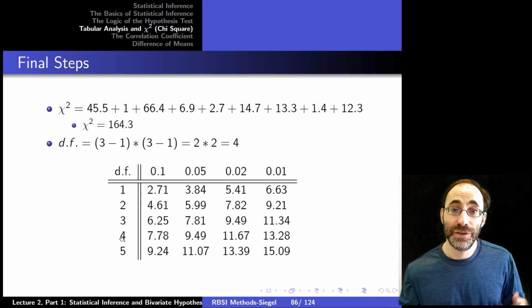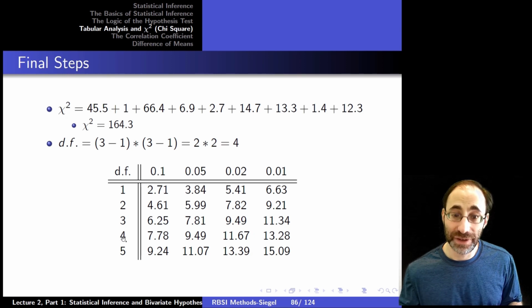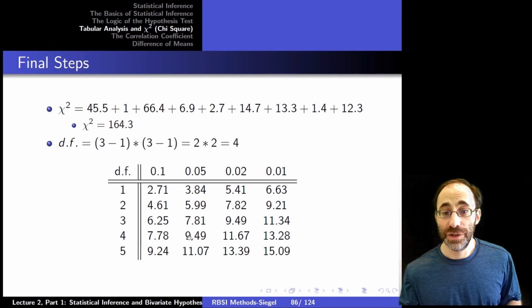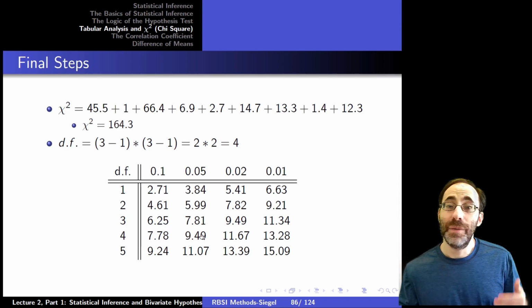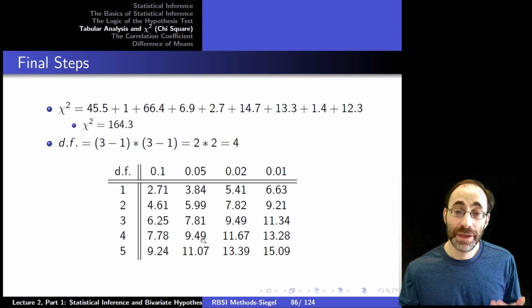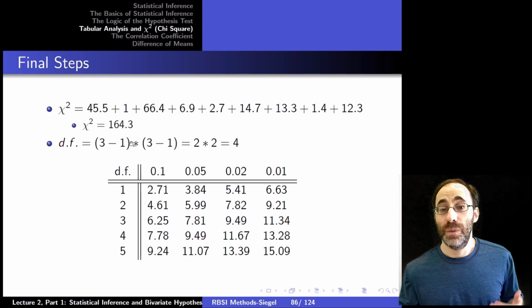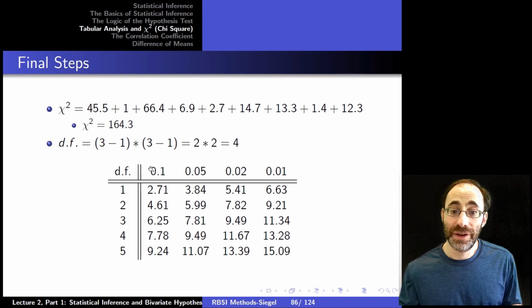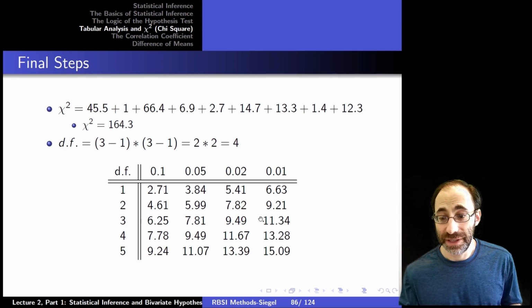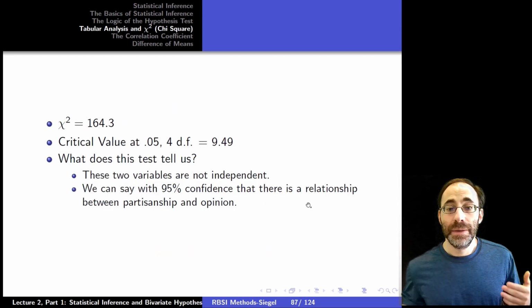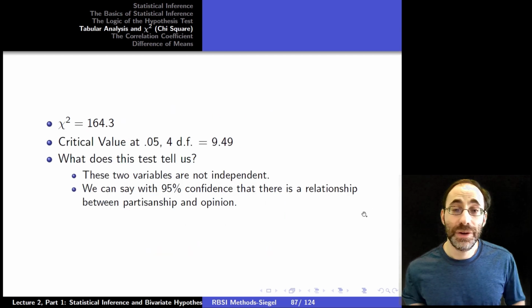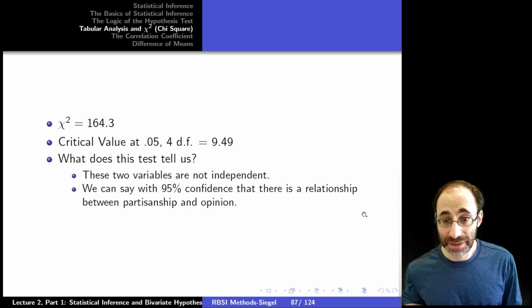So in our table, we're going to find the 4th row for 4 degrees of freedom. We're going to read over to the 0.05, so a 95% confidence level, and read off our critical value. Here the critical value is 9.49. Now 164.3 is much greater than 9.49, so we can safely reject the null hypothesis. Because of that, we can say that the 2 variables are not independent.